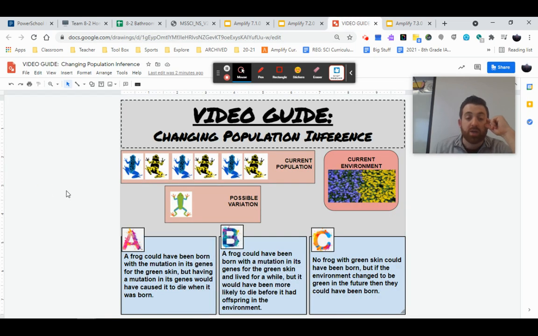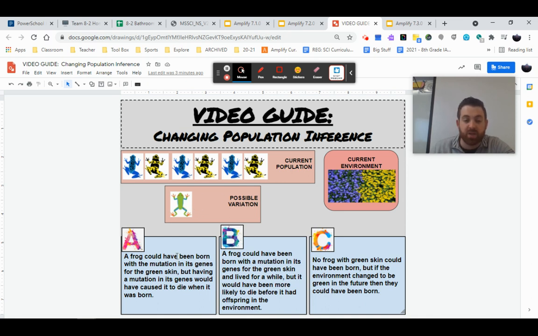Let's take a look. If we're looking at this population here, first and foremost, it is 100% possible that they, at some point or other, had a frog with green skin. Remember, mutations in a population are completely random. They are not dependent upon the environment. So answer C is very wrong. Just because the environment changes to green doesn't mean that all of a sudden there's going to be green frogs. They could have had green frogs just because the environment doesn't make this an adaptive trait.